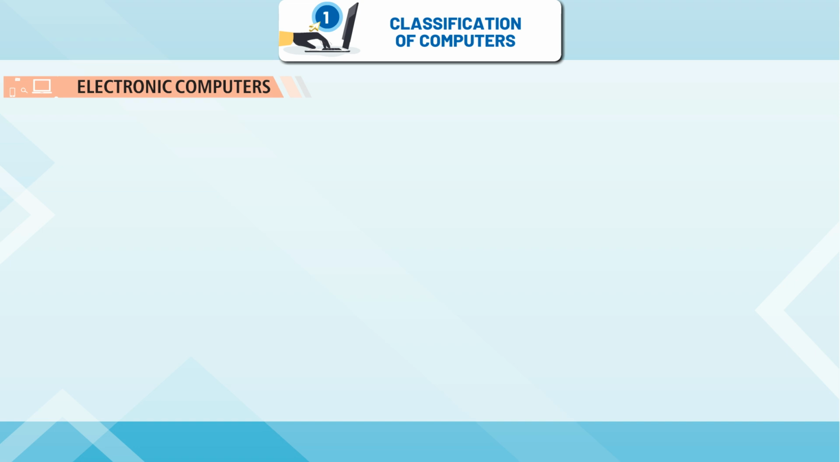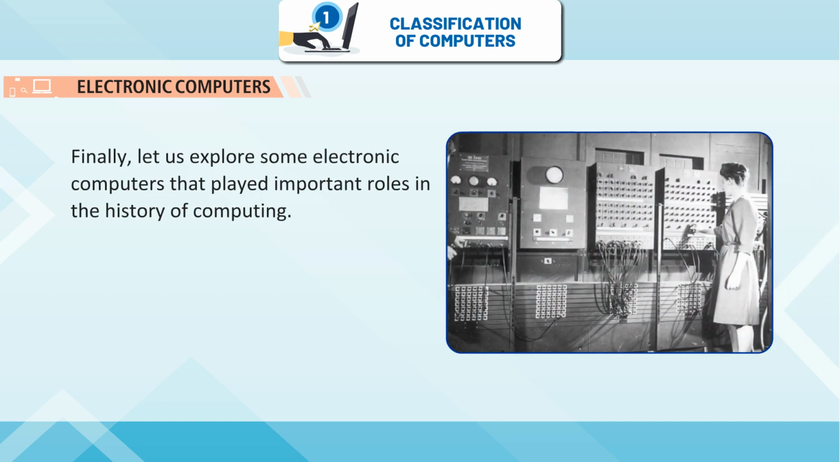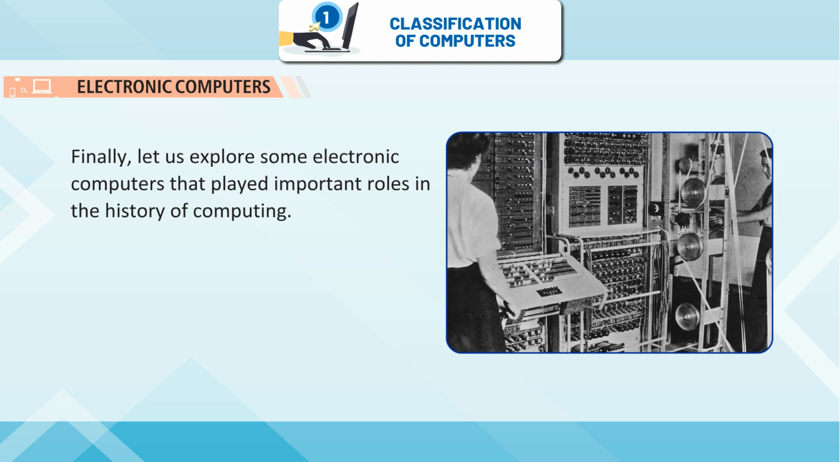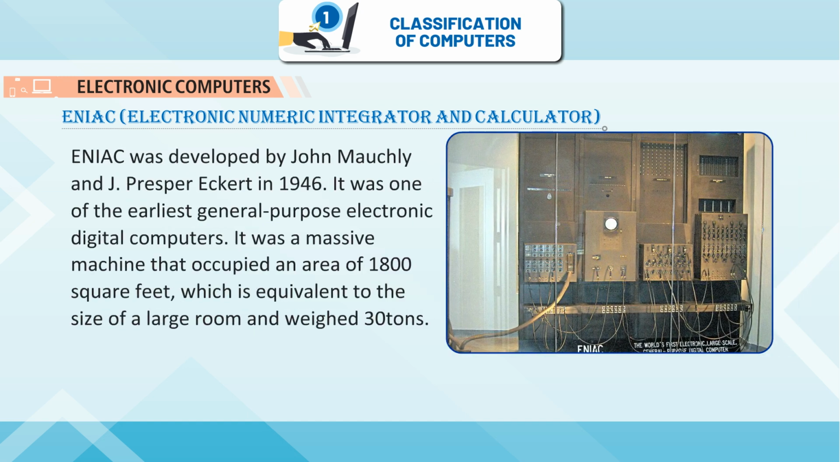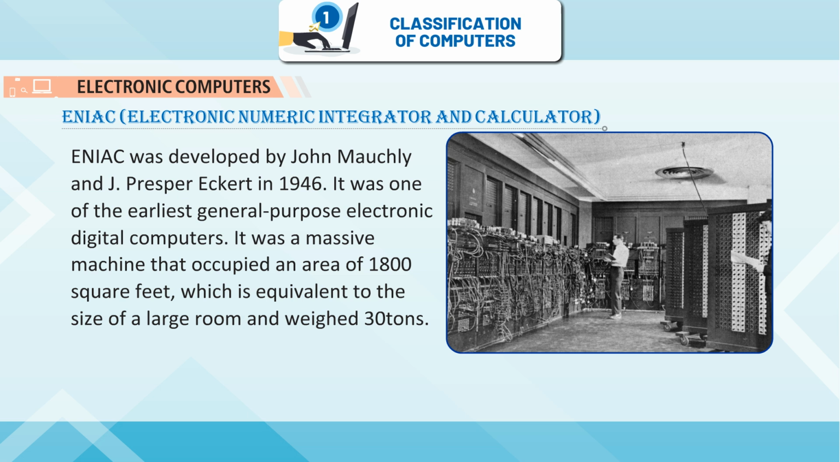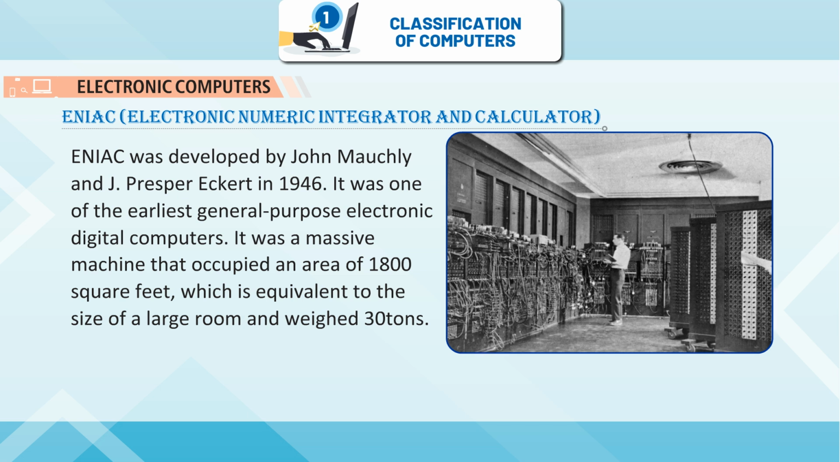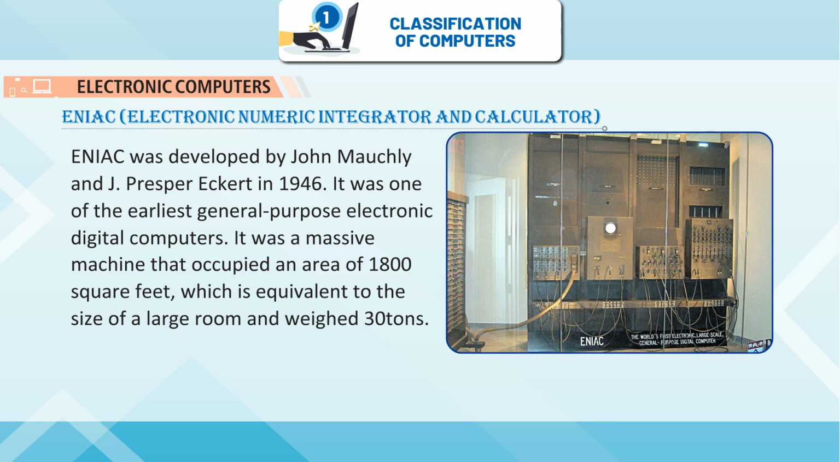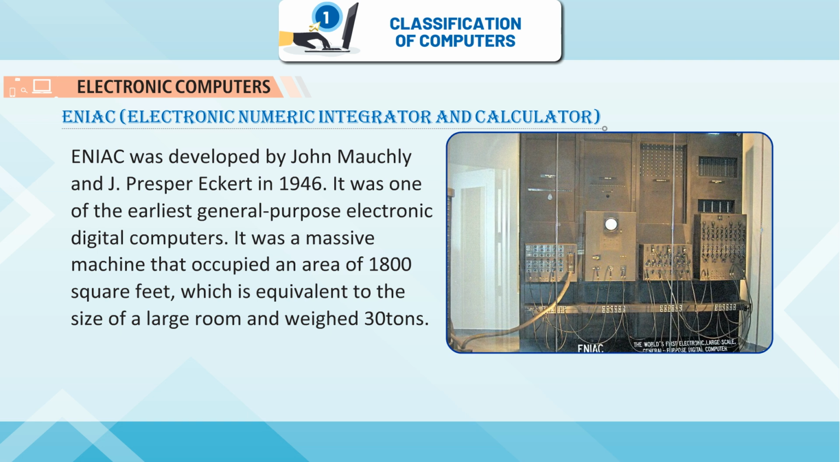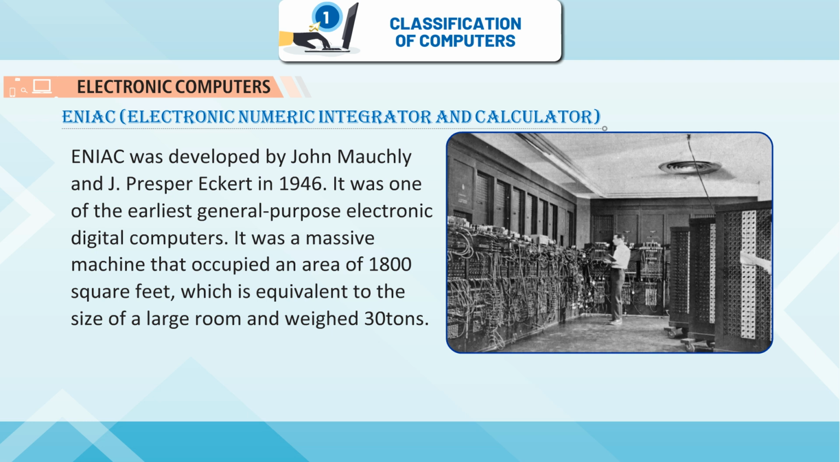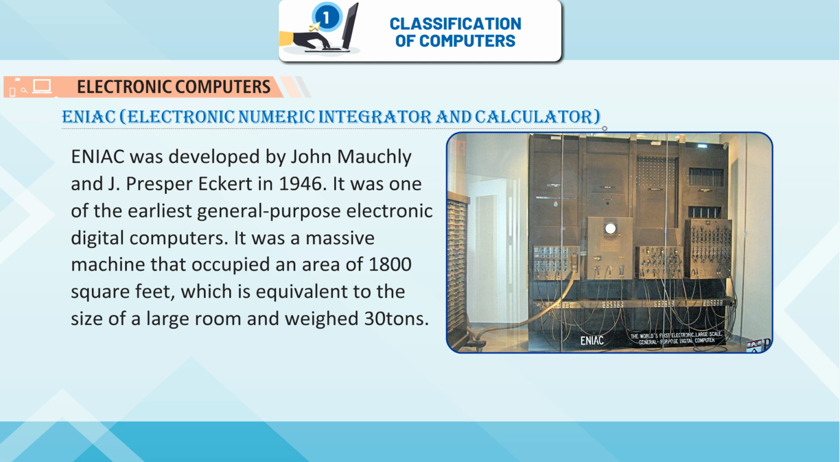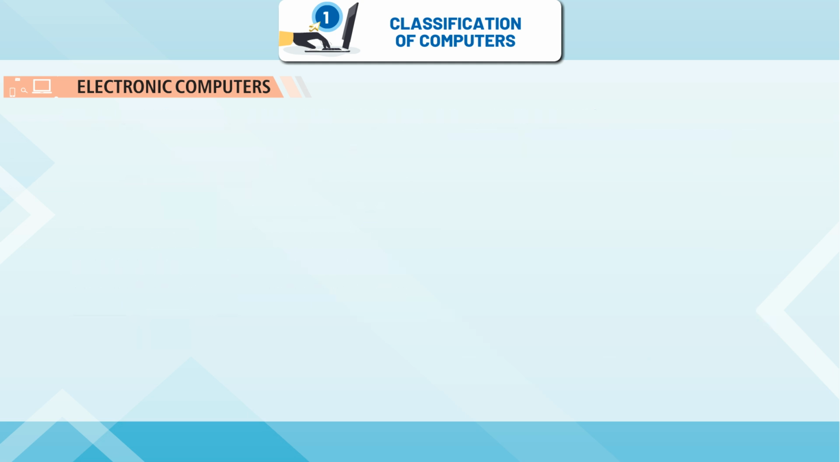Electronic computers. Finally, let us explore some electronic computers that played important roles in the history of computing. ENIAC, or Electronic Numeric Integrator and Calculator. ENIAC was developed by John Mauchly and J. Presper Eckert in 1946. It was one of the earliest general-purpose electronic digital computers. It was a massive machine that occupied an area of 1800 square feet, which is equivalent to the size of a large room, and weighed 30 tons.